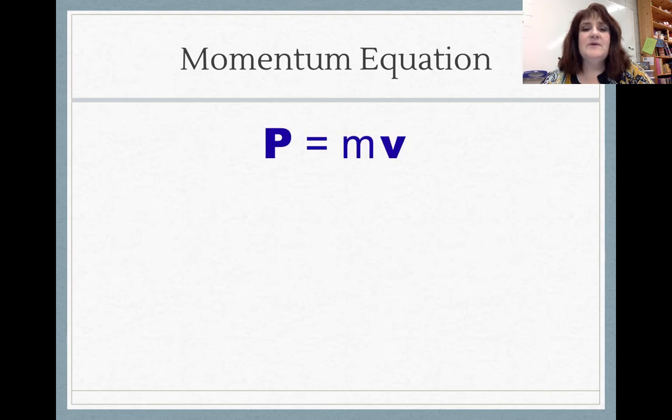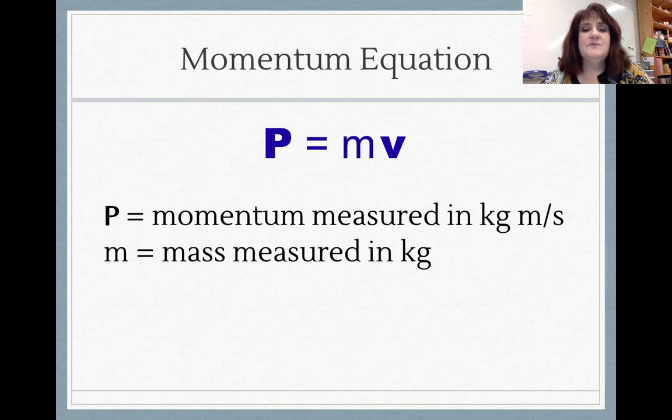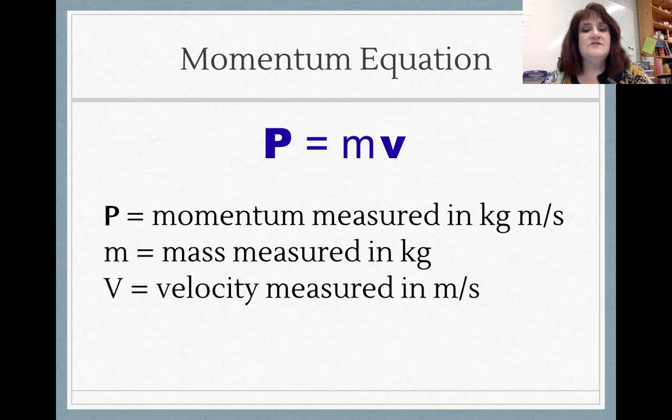So the momentum equation is fluffy P is equal to mv, where fluffy P is the momentum measured in kilogram meters per second, m is your mass in kilograms, and v is your velocity in meters per second. That needs to be added to your formula sheet.